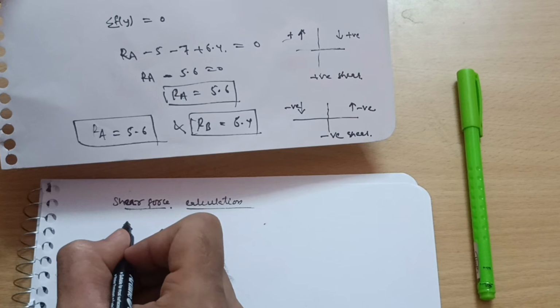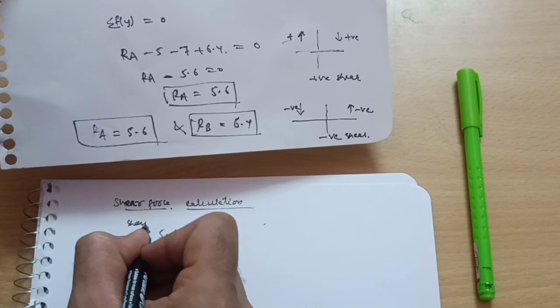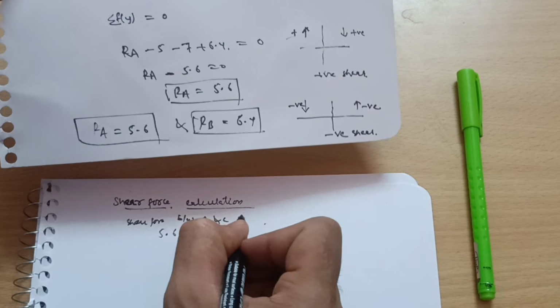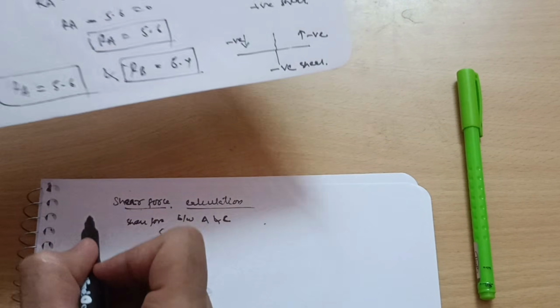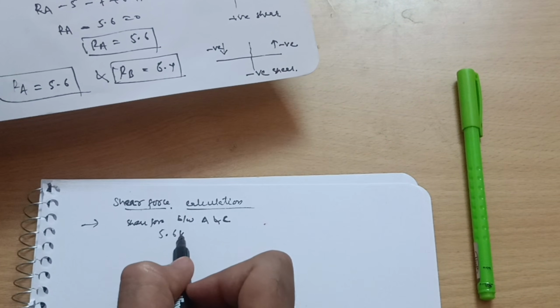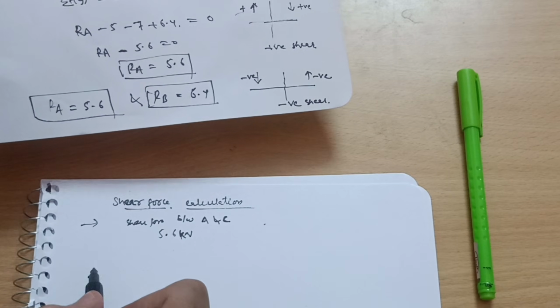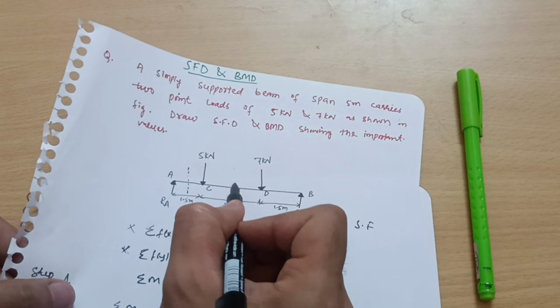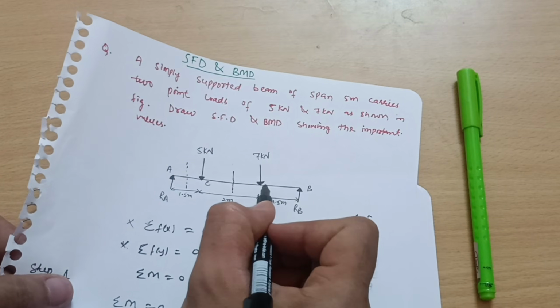5.6, this is your shear force between A and C section. Okay, sorry, A and C I can write directly. So this is your 5.6 kilonewton. Right, then I can take the section between C and D. This is your section. Now C and D is here.